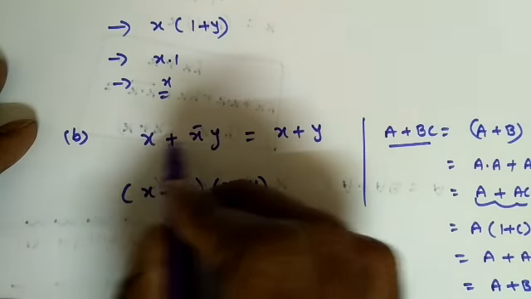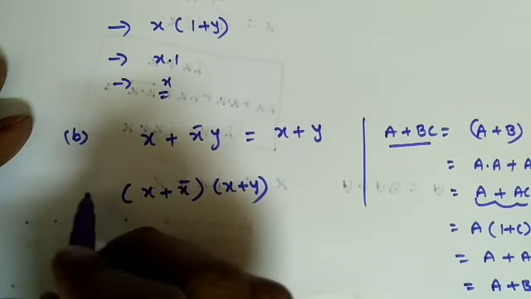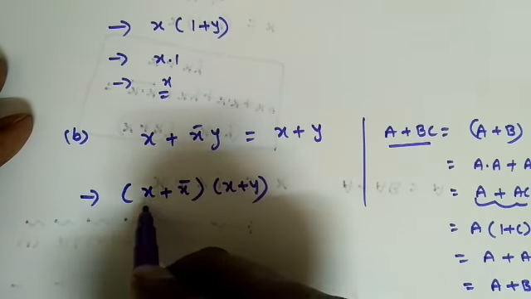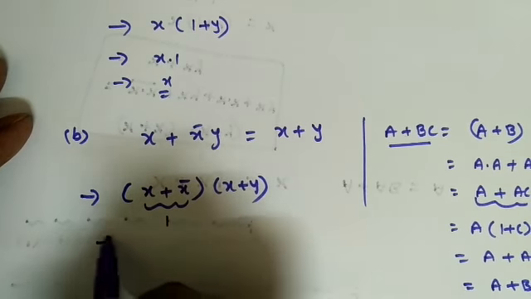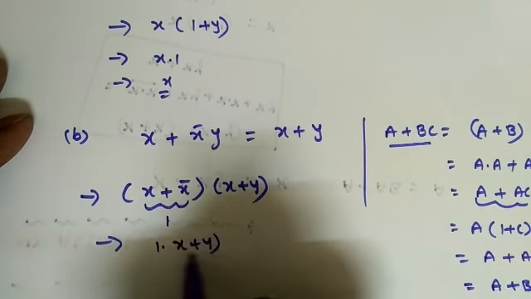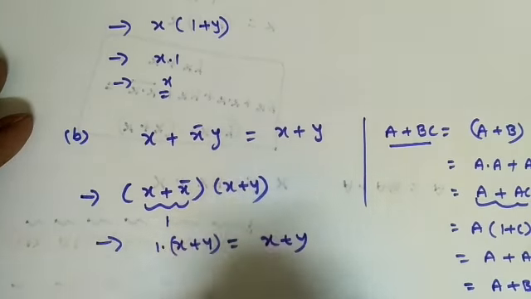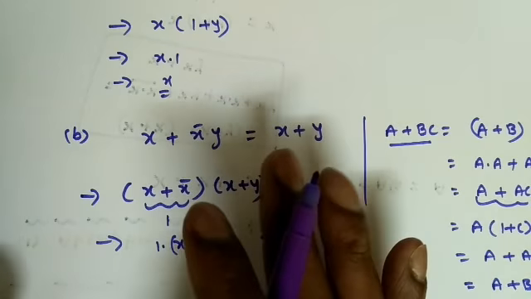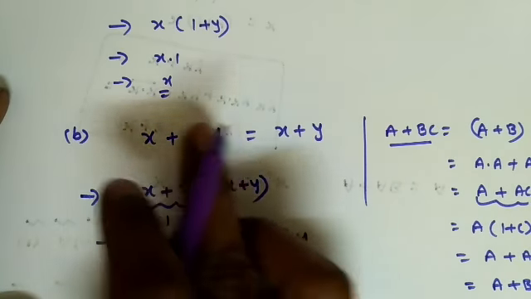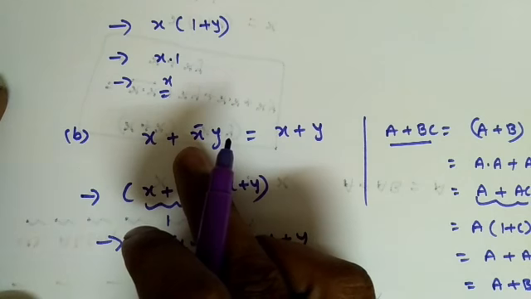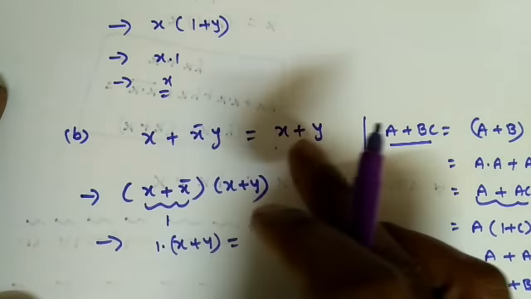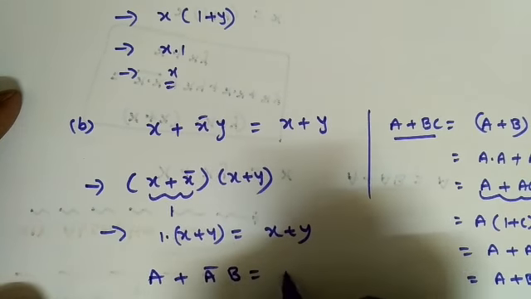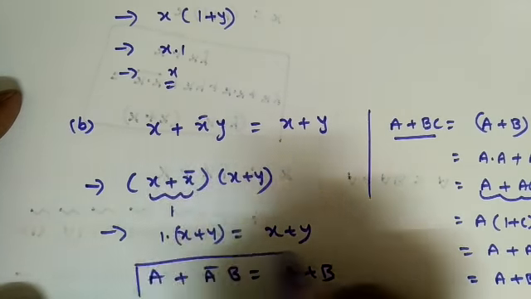I can represent x plus x bar y in a distributive way: x plus x bar into x plus y. What is x plus x bar? Always 1. So 1 into x plus y, the value is simply x plus y. This is a somewhat redundant rule, but we can remember it like this also. We can call it absorption also, as we are eliminating x bar. So x plus x bar y is always x plus y. Or a plus a bar b will become simply a plus b.